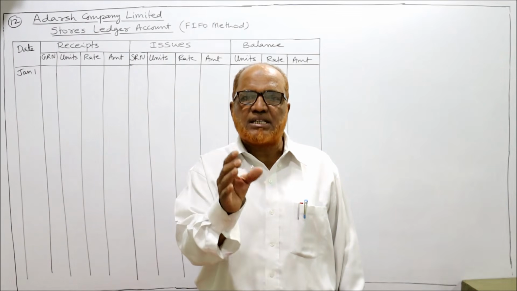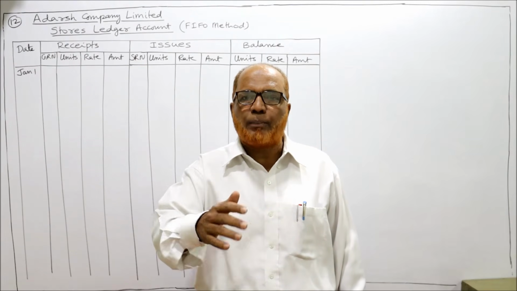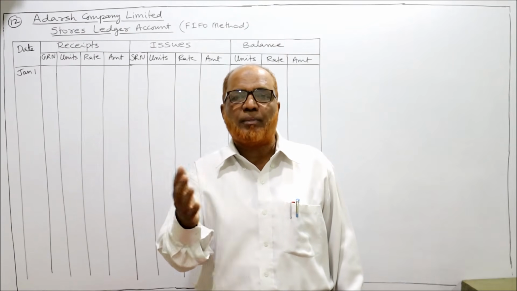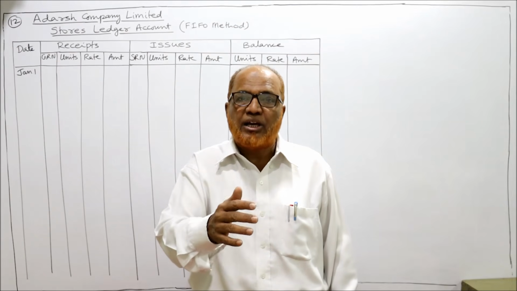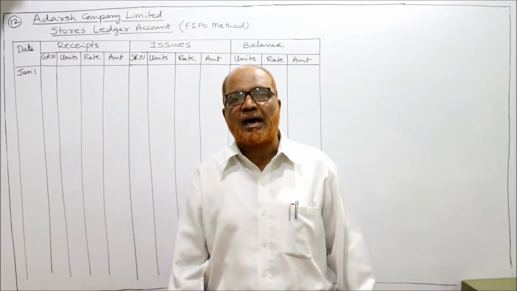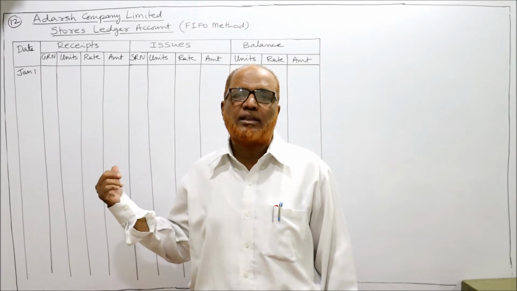Fifo method, first in first out. The material which is received first will be issued first. Last in first out, Lifo method, the material which is received last will be issued first. Then average method, again we have simple average and weighted average. All these methods I am going to explain to you while doing the problem.